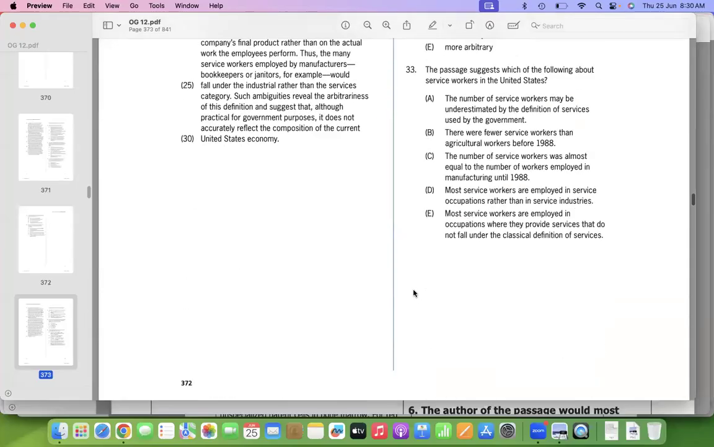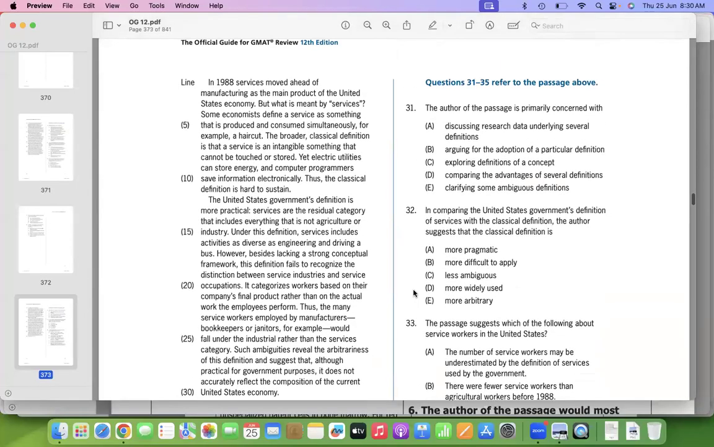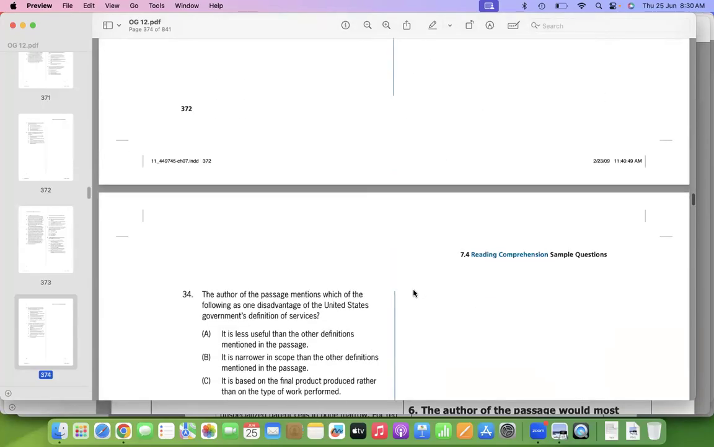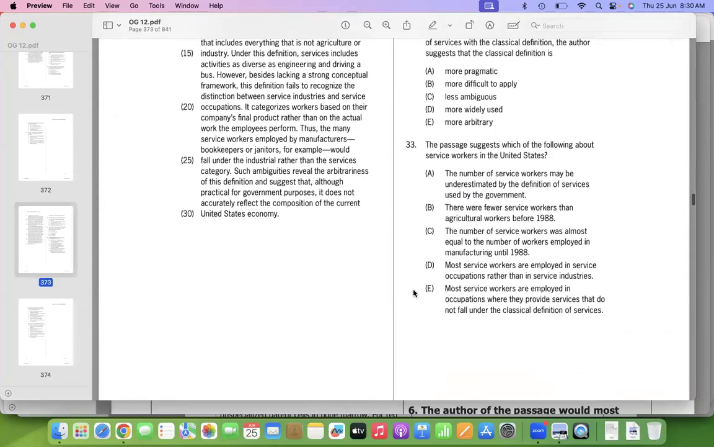One passage that we had discussed earlier for primary purpose, 31 to 35. Try question 33.